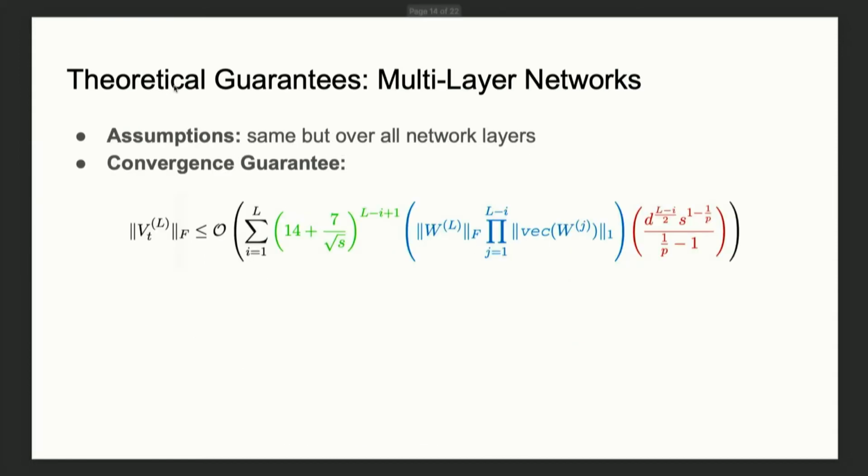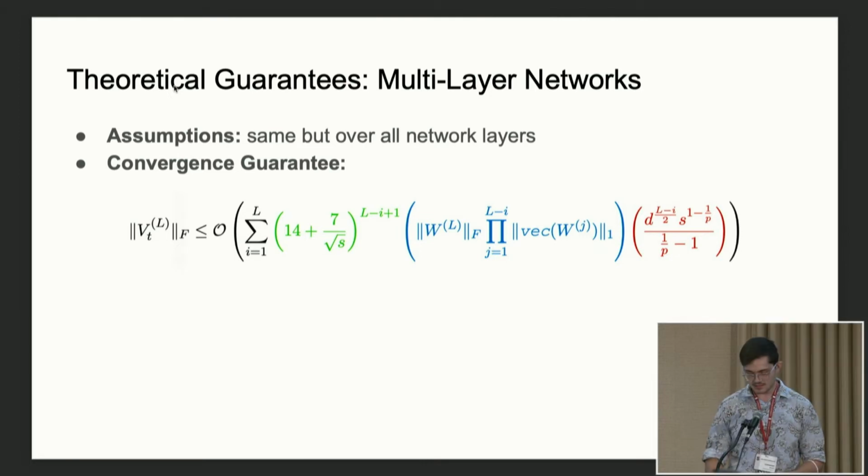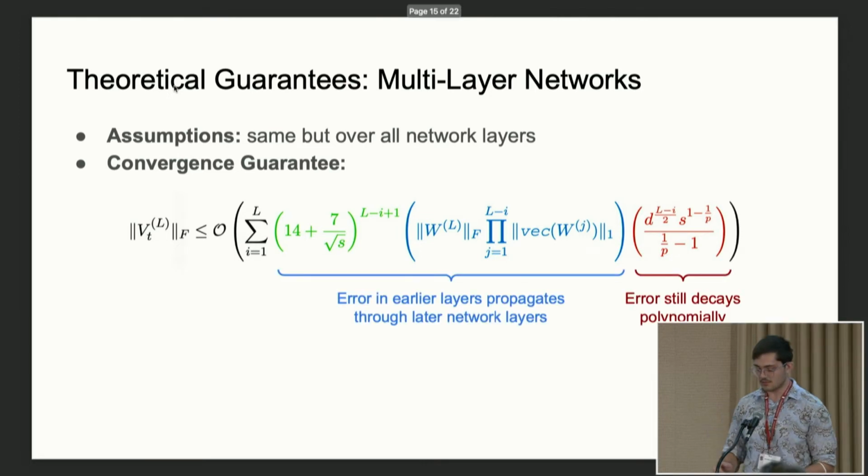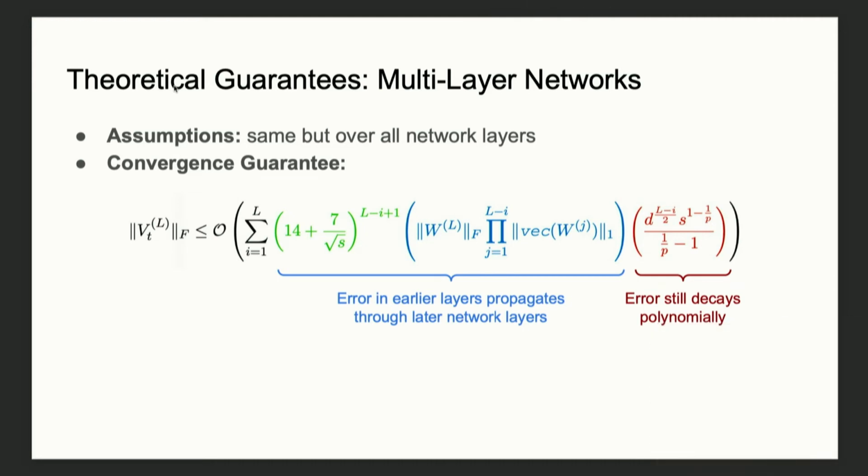Then if we extend this to multi-layer networks, what we see is that the rate is basically the same. We get this polynomial decay rate, where the pruning error decays as we add more neurons to our pruned network, but there's just an extra factor that tells us if we prune an earlier layer, we're going to have to propagate that error through the rest of the network and so forth.